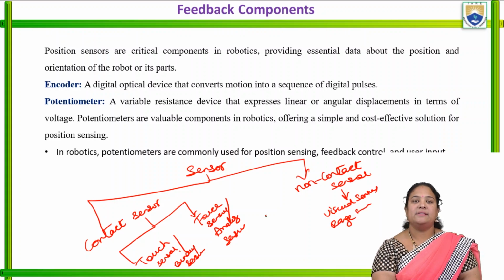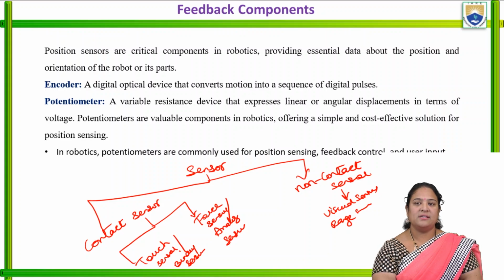So again, these sensors are divided into two types, that is contact sensor and non-contact sensor. By the name itself we can identify. Contact sensor means when a robot is having any contact with any particular object, that type of sensor is known as the contact sensor. And the sensor which can just visualize, which can gather the information without contacting the particular object, we call that type of sensor a non-contact sensor. So generally the examples of non-contact sensor are visual sensing or range sensing.